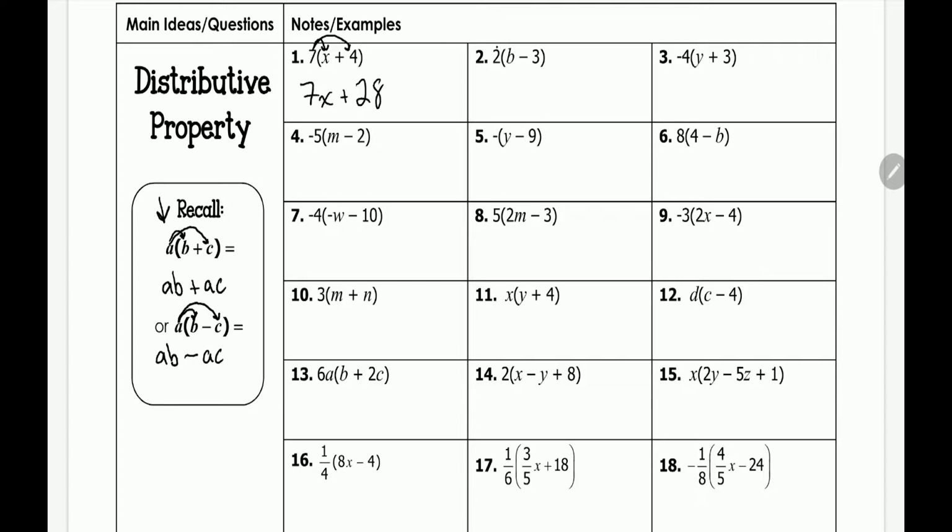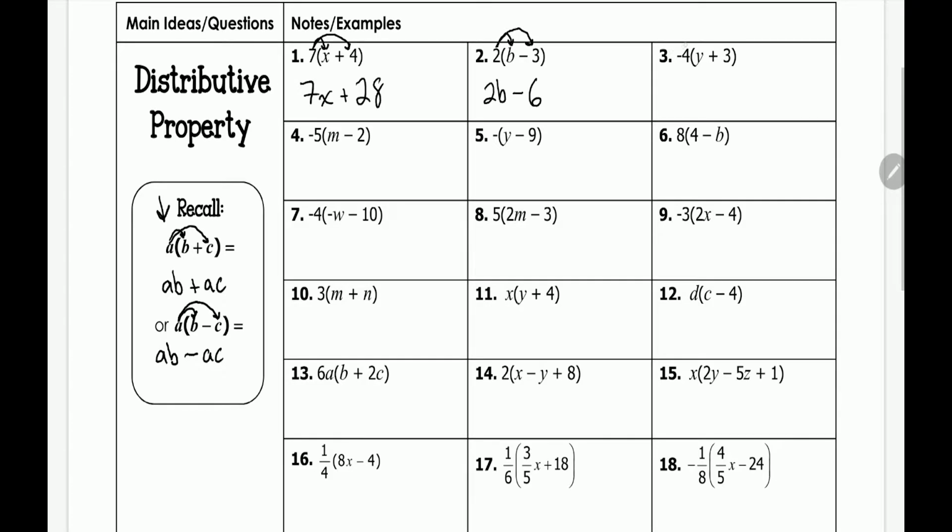Number 2, we have 2 times the quantity b minus 3. We're going to take the 2 and distribute it. So we have 2 times b and 2 times 3. 2 times b is 2b. The sign that's in the parentheses is minus, and 2 times 3 is 6. Since we don't have anything else that we can combine like terms with, like we did in the last video, we're done. So number 2 is finished.